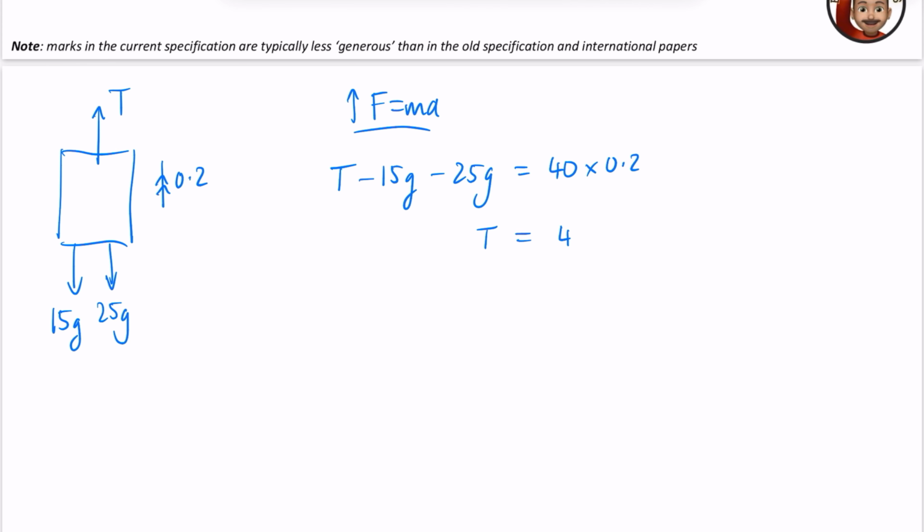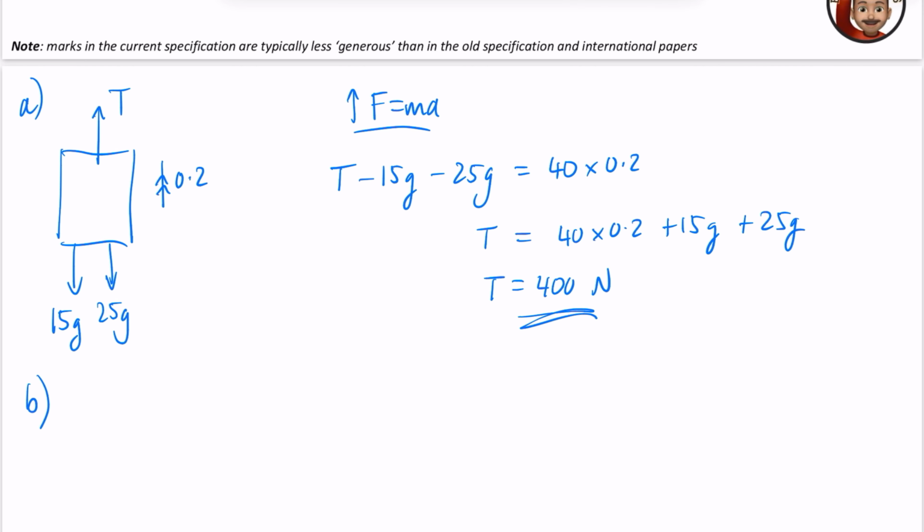So T is 40 times 0.2 plus 15g plus 25g, or you could do that as 40g, couldn't you? You could just combine that. So it's 40 times 0.2 plus 15 times 9.8 plus 25 times 9.8, and you do get 400. So the tension in the cable is exactly 400 newtons, no rounding required for this.